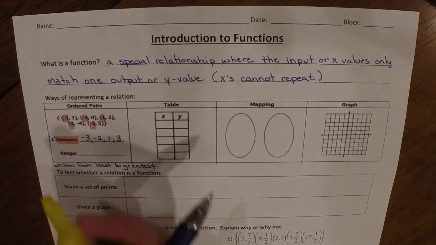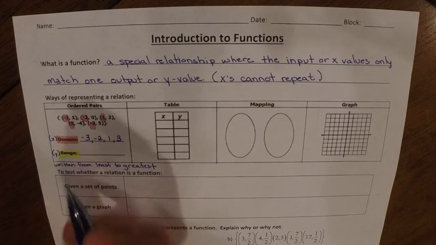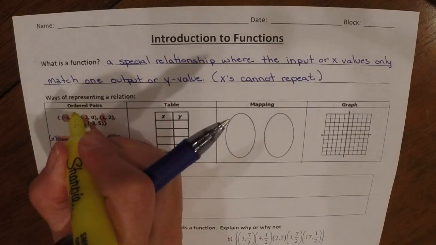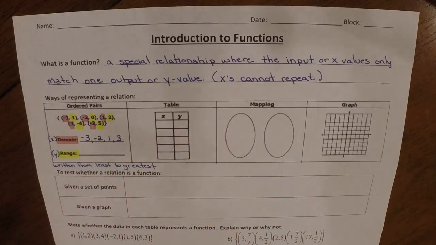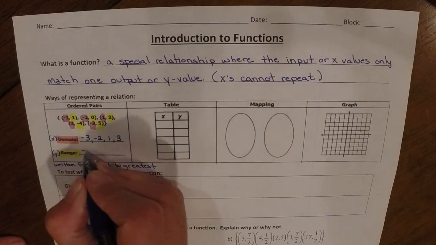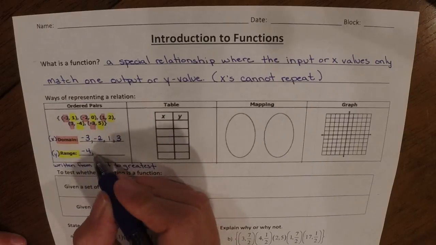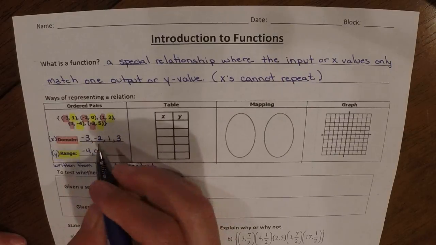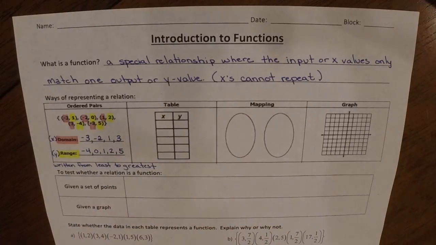And then we would do the same thing with the range. The range is always going to be our y values. So the y values are the second numbers in all of the ordered pairs. And again, we would want to write them from least to greatest. So the lowest one is -4. Then we would go to 0, and then 1, and then 2, and then 5. So that would be your domain and range if they gave you a set of points.